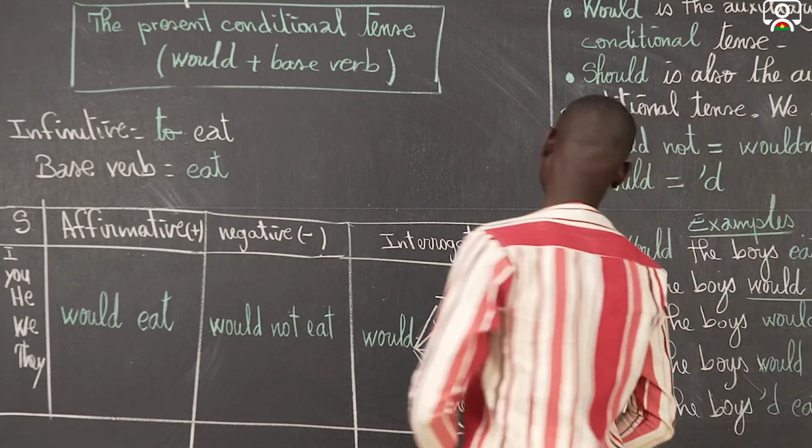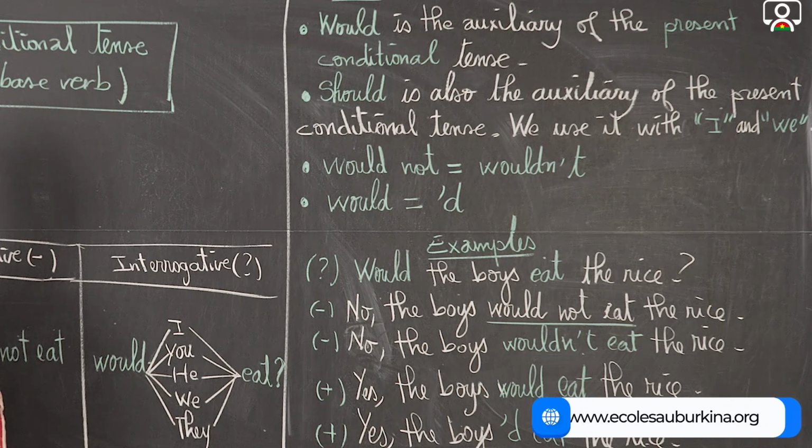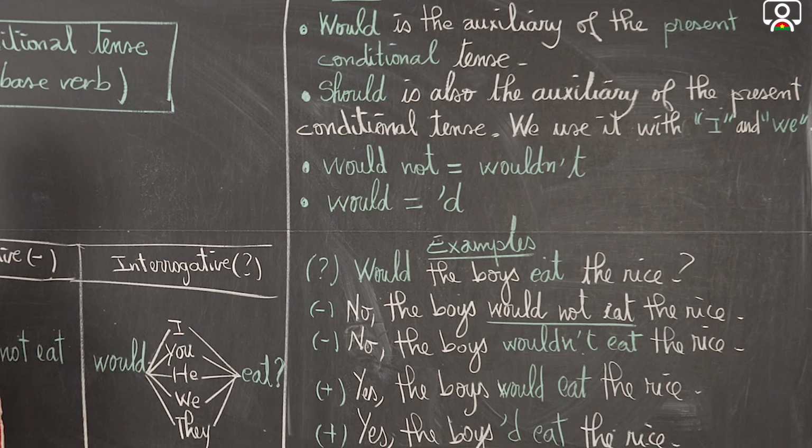Now let's go to some notes. Would is the auxiliary of the simple, present conditional tense. Should is also the auxiliary of the present conditional tense. We use it with I and we. The contracted form of would not is wouldn't, and the contracted form of would is apostrophe D.